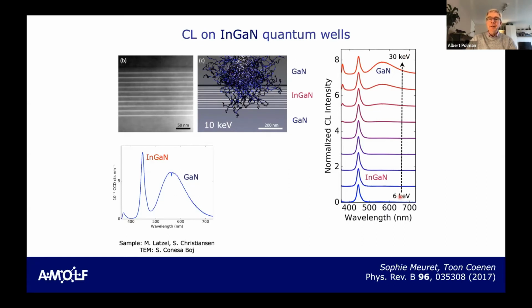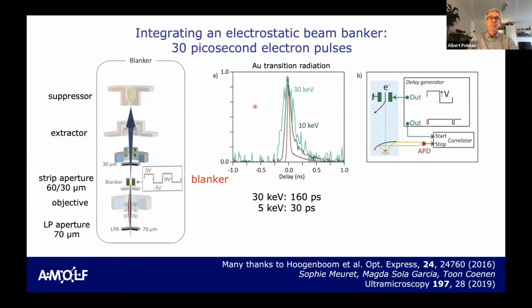At 6 keV, we mostly see the quantum well luminescence where the cascade overlaps with the quantum wells. The higher we make the energy, the deeper the electrons penetrate, and the larger the contribution also comes from the gallium nitride substrate. Now, this is a pretty conventional type of CL, but this is a start. This is how people in III-V semiconductor technology use CL all the time.